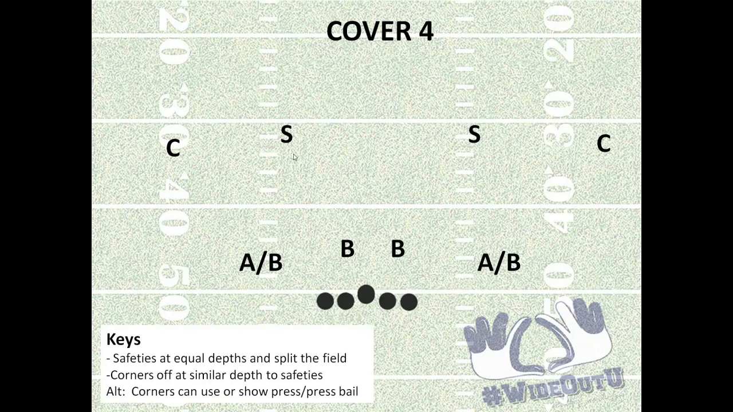And then the corners are going to be off most of the time, but they definitely can press up. A lot of teams will press their corner to the short side of the field. So if the ball was on the right hash here, this corner could press up and play more of a tight quarter, still having his fourth of the field, but he's going to play it tight, knowing that this safety is going to be a little closer to him and give him a little bit of help in that deep area. So let's take a look at it.